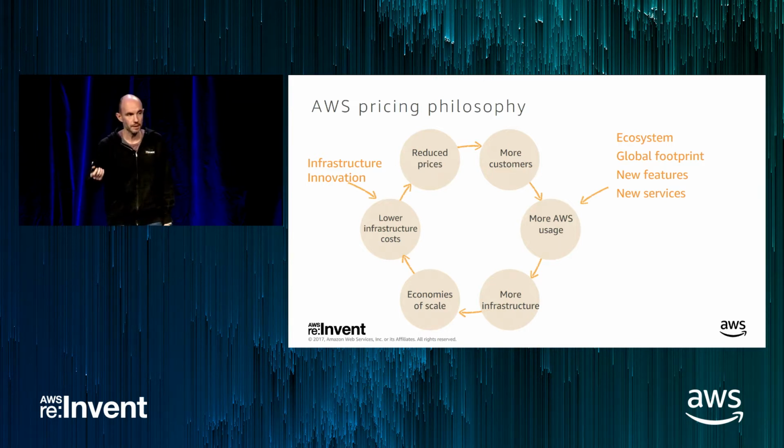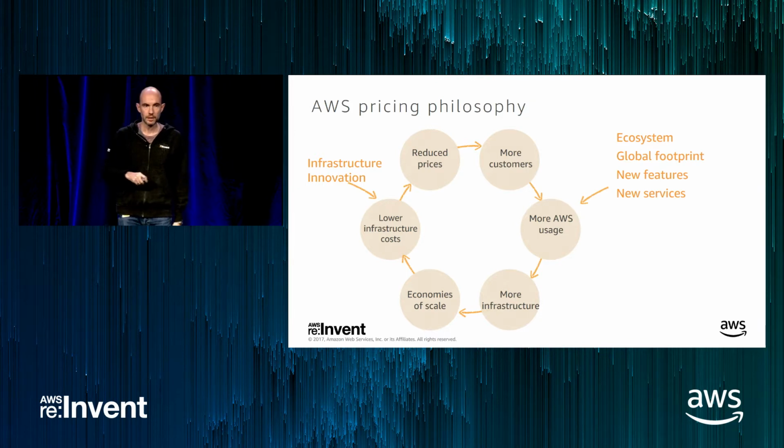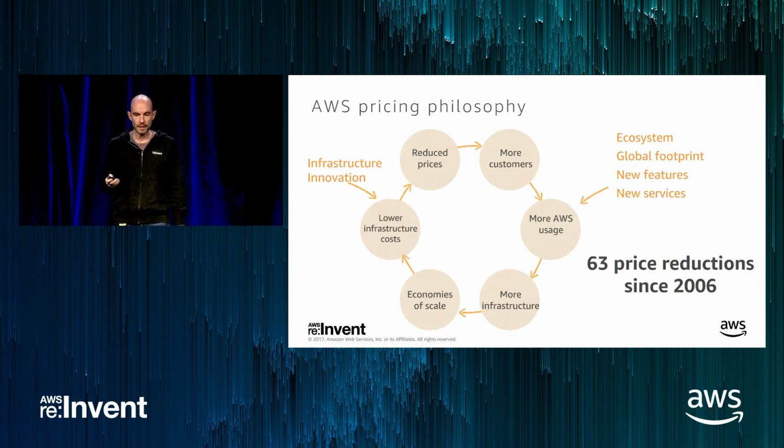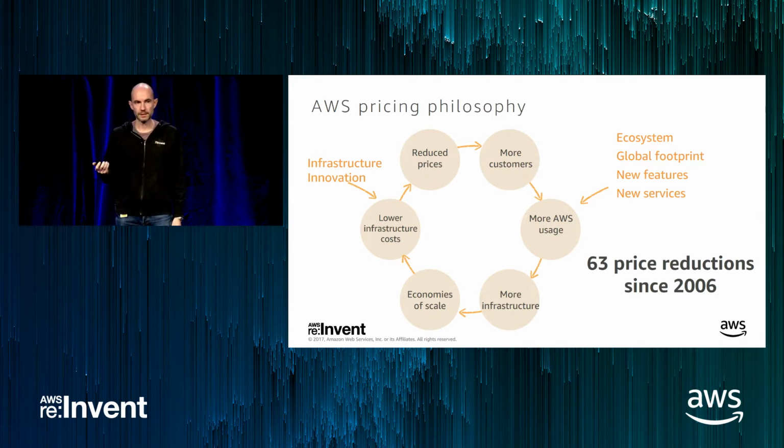And a great example is James Hamilton, that last year showed us how we are building our own cable across oceans to optimize our network. So without doing anything, you're already saving money, because by applying these principles, we have reduced our prices 63 times since AWS got started in 2006.